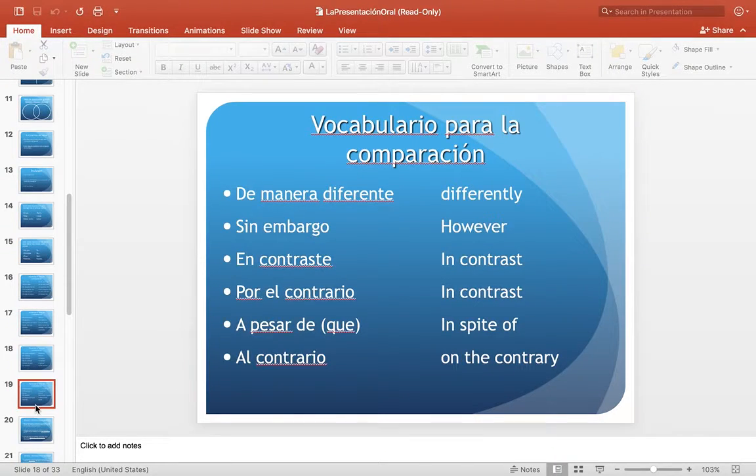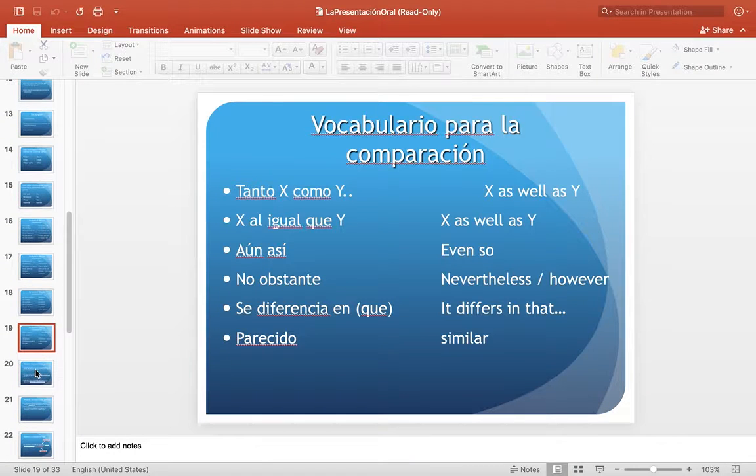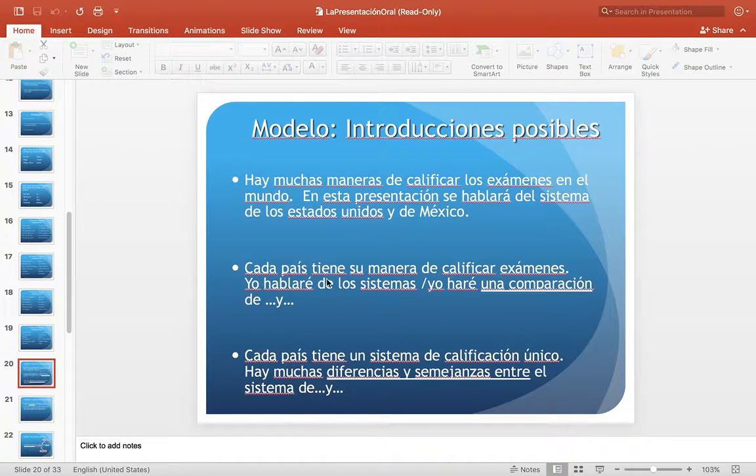Continues here. I'm going to go down here. Okay, and then we have several examples of possible introductions. And again, this is with the previous topic that I discussed about the grading topic, but you're welcome today just to use any of these, and just insert our topic inside of it. But it says, hay muchas maneras de calificar los exámenes en el mundo. En esta presentación se hablará del sistema de los Estados Unidos y de México.